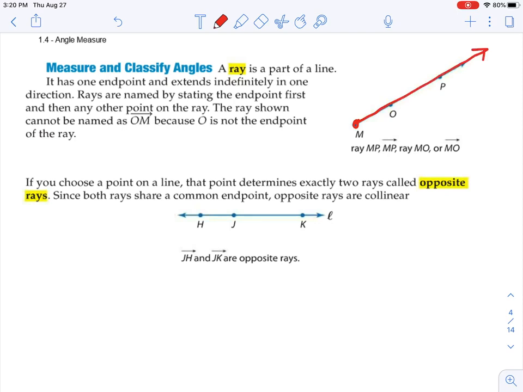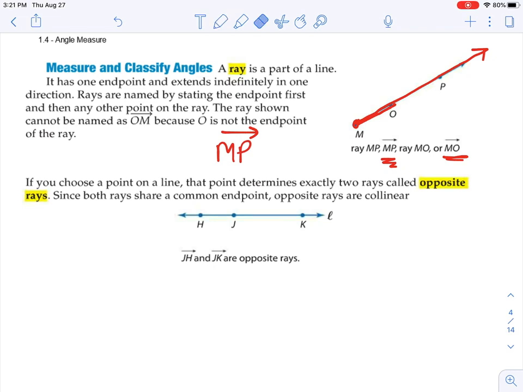Rays are named by stating the end point first and then the other point on the ray. So the ray shown cannot be named OM, because that would be a ray going this way instead, because O is not the end point of the ray. So we name it either ray MO or ray MP. Notice, like segments and lines, we put a label on top. This time it is a ray symbol with one arrow.